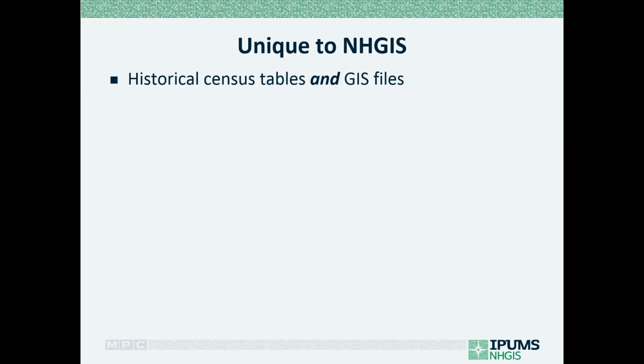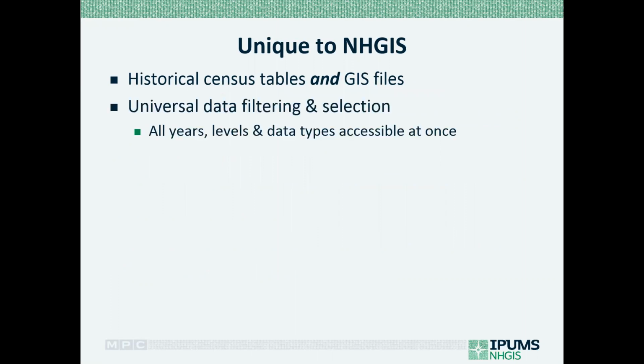We have historical census tables and GIS files. We have a unique interface that differs from Social Explorer in that we allow you to filter and select data from all years, all geographic levels, and all data types, GIS files, time series, and source tables all at once. That means that if you are interested in seeing what's available from different years, you can choose filters and then search through our web interface pretty quickly to see which types of tables are available in different years. We currently provide a nationwide extent for all levels.